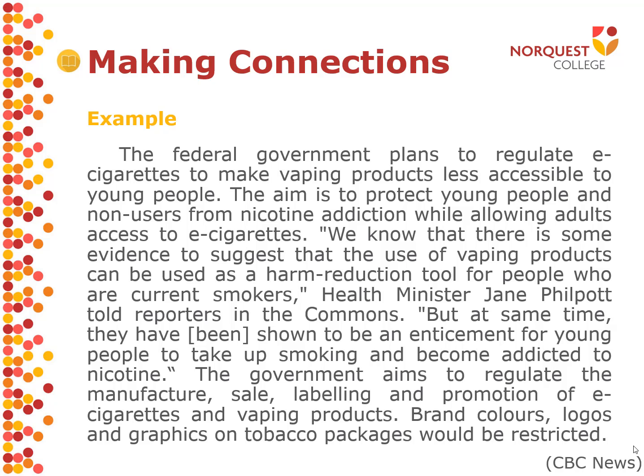The federal government plans to regulate e-cigarettes to make vaping products less accessible to young people. The aim is to protect young people and non-users from nicotine addiction while allowing adults to access e-cigarettes. "We know that there is some evidence to suggest that the use of vaping products can be used as a harm reduction tool for people who are current smokers," Health Minister Jane Philpott told reporters in the Commons. "But at the same time, they have been shown to be an enticement for young people to take up smoking and become addicted to nicotine." The government aims to regulate the manufacture, sale, labeling, and promotion of e-cigarettes and vaping products. Brand colors, logos, and graphics on tobacco packages would be restricted.